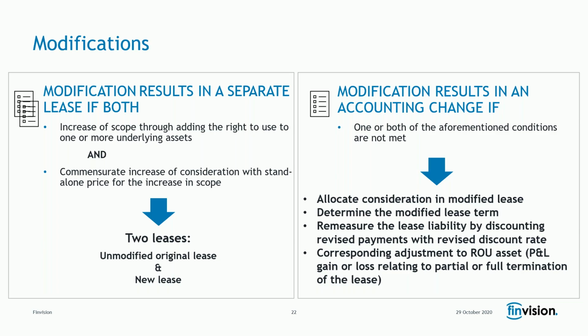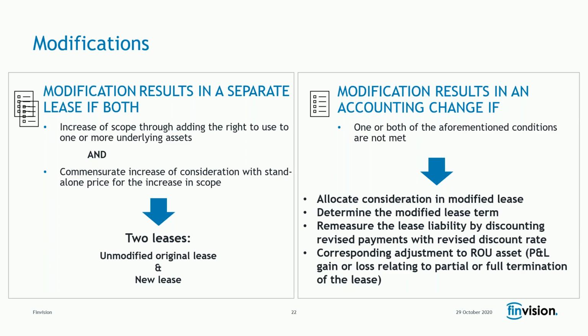So what you then do, and I will show you some examples afterwards, you will allocate the total consideration: the new consideration plus the old consideration for the remaining lease period, plus the new consideration lease payments for the modification. That will be your new total consideration for the remaining lease term, and you will allocate that to the full modified lease. You will calculate what's my new modified lease term. If it's a change in lease term, it may be a new lease term. And you will remeasure the lease liability by discounting the revised payments with the revised discount rate. It's a revised discount rate in that case.